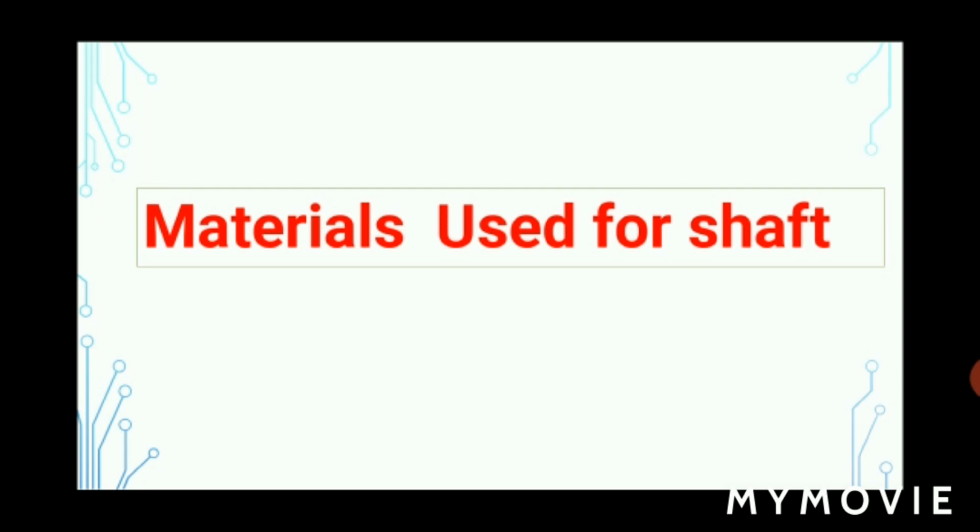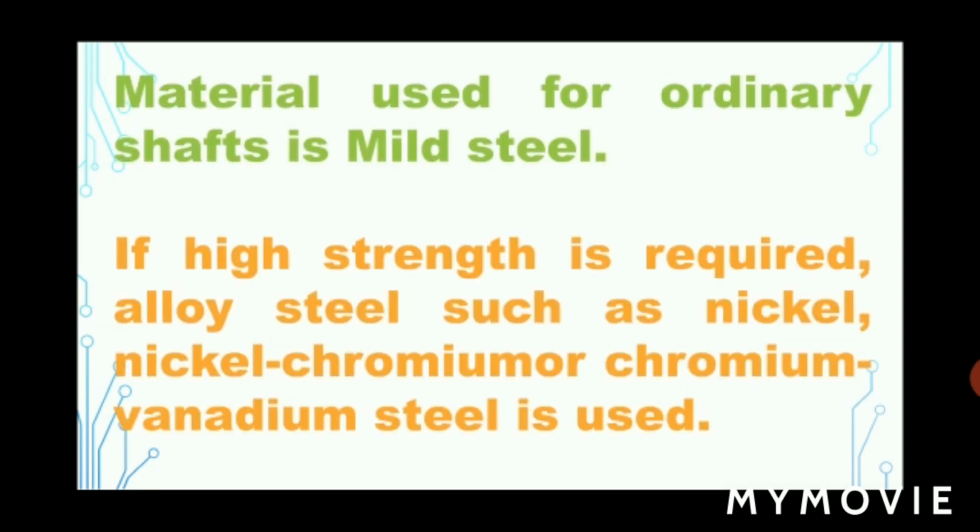Now in this case, what is the best material that is suitable for the shaft? All those points are supposed to be discussed here. The material that is used for ordinary shafts is mild steel. Here, as one simple example, you can consider plain carbon steel. It is a very inexpensive material that is used for the shaft.